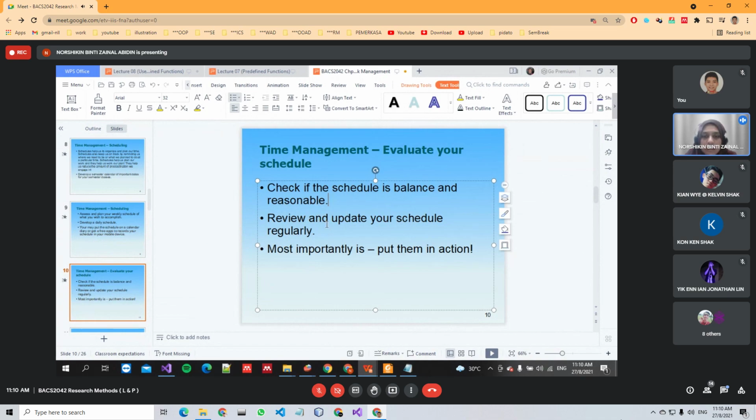Check if the schedule is balanced and reasonable. Review and update your schedule regularly. Most importantly, put it into action. That means execute your plan.